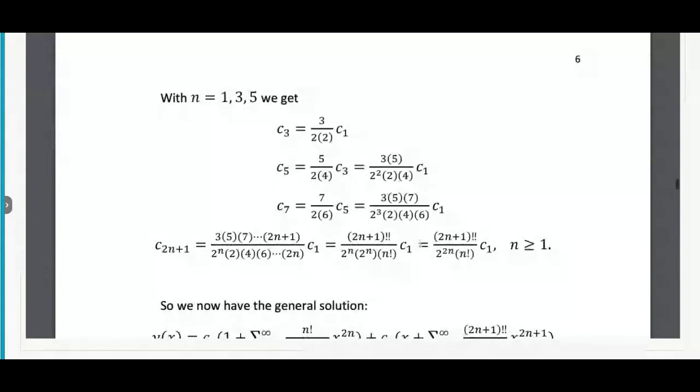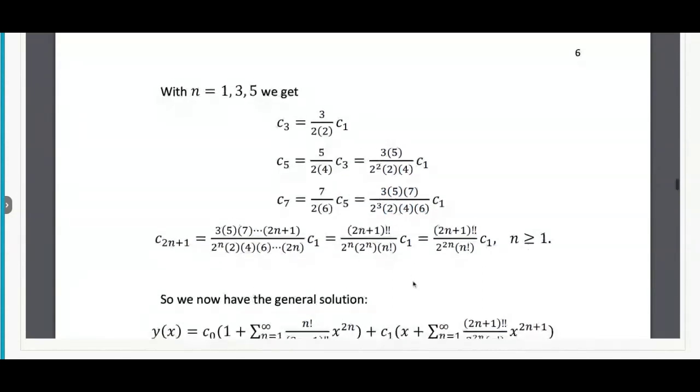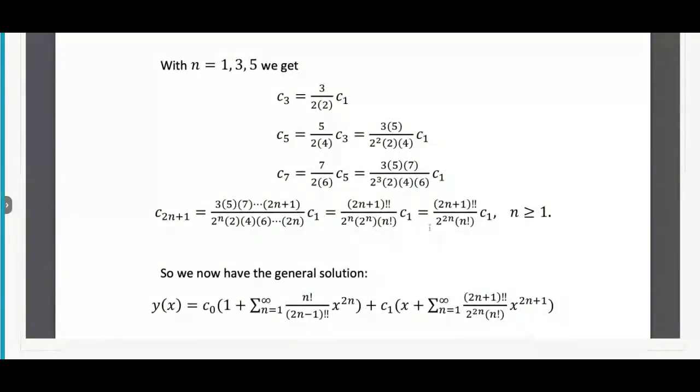Similarly, for the odd version, we do a couple of terms, try to find the pattern, and indeed we did find the pattern. So we still use this temporary notation. So we have this 2n plus 1 double factorial divided by 2 raised to 2n, or 4 raised to n, divided by n factorial.